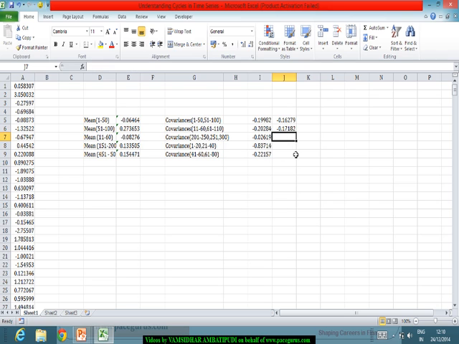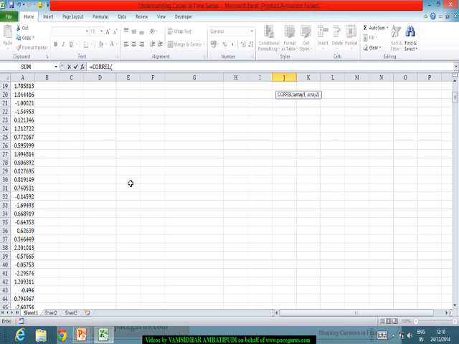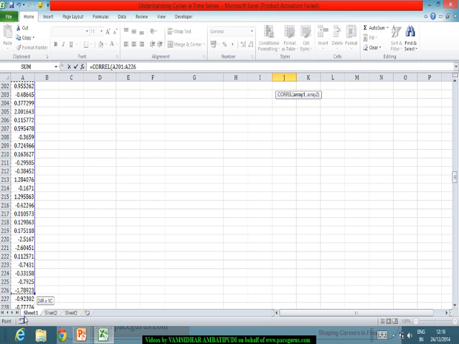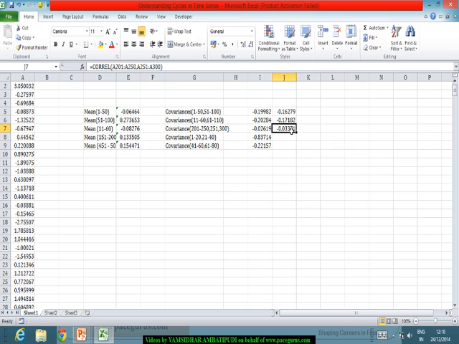And even here, if I'm trying out the correlation between 201 to 250 and 251 to 300, it is giving me 0.03. Now what I can very clearly see is the covariance.